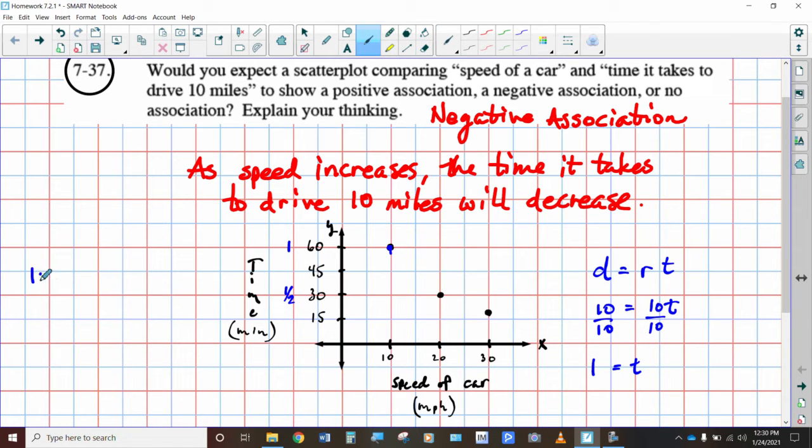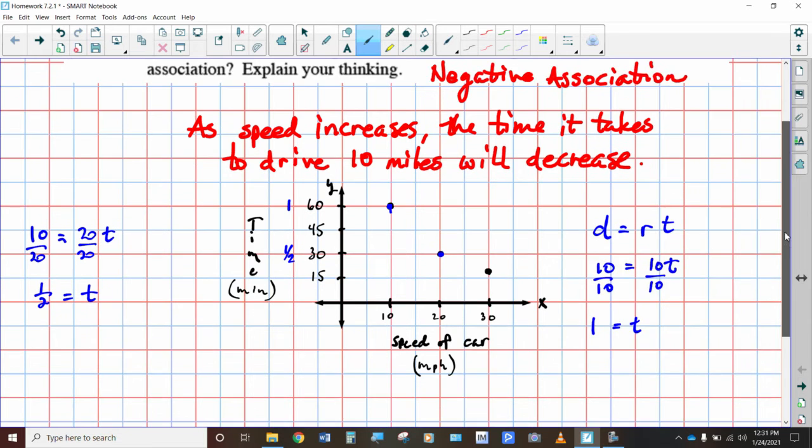Let's come over here. We're still going 10 miles, but now let's increase our speed to 20 miles per hour. When we divide each side by 20, you would see that 1/2 of an hour is the amount of time that it's going to take. And so that would be 30 minutes. And so this point would go right here.